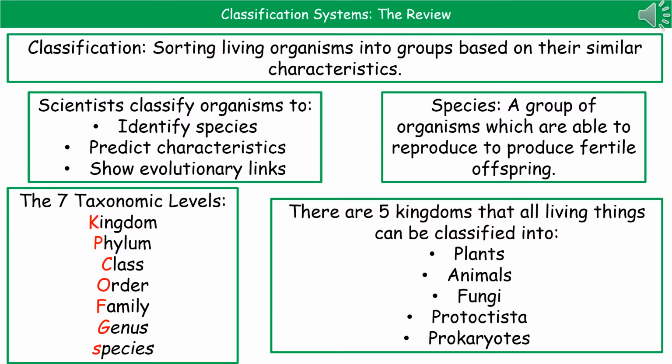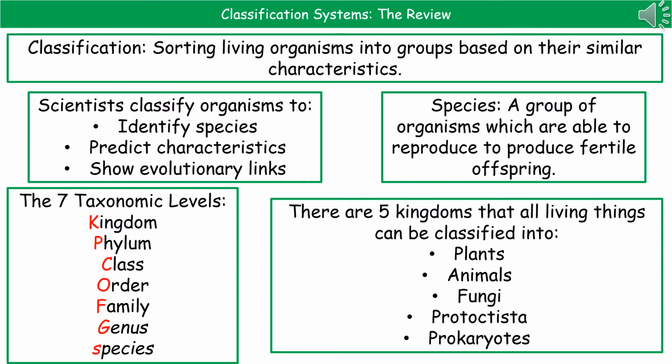So when we're talking about classification, this is sorting living organisms into groups based on their similar characteristics. And the reason that scientists will classify organisms is to identify species, to predict characteristics, and to show evolutionary links. When we're talking about that word species, we need to know the definition, which is a group of organisms which are able to reproduce to produce fertile offspring.